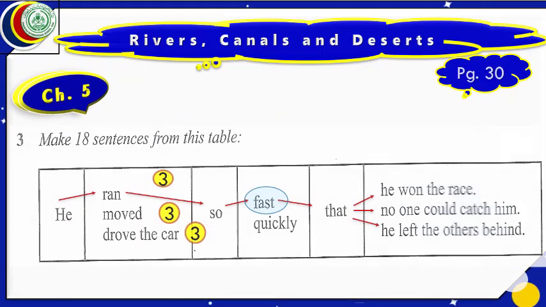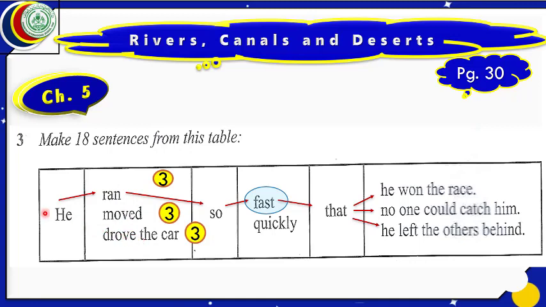Dear students, this is exercise 3. In this exercise, we are set to make 18 sentences from this table. If you look at the table, we can make the sentence, he ran so fast that he won the race, no one could catch him, he left the others behind. Dear students, by using fast and all the phrases given here in this column, you can see we can make 9 sentences.